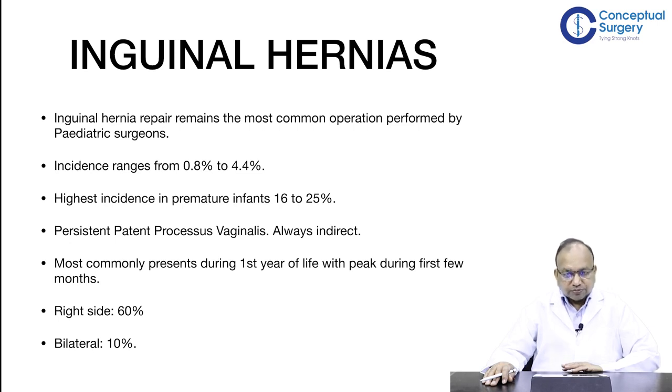The most common period during which the hernia develops is obviously the first year of life, and it peaks during the first few months of life. Right side is seen in about 60% of cases and bilateral in 10%. The figure of bilaterality is higher in girls.